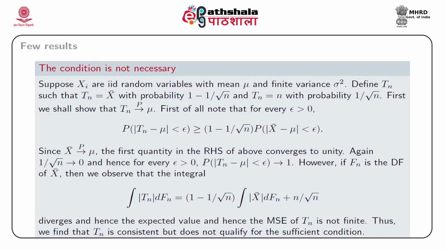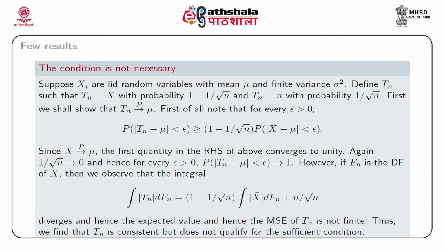So first of all, we note that for every epsilon greater than 0, the probability that the distance between Tn and mu is less than epsilon is always greater than the probability that the distance between X bar and mu is less than epsilon, the whole thing multiplied by 1 minus 1 by square root of n. So for IID random variables, it follows from the weak law of large numbers that X bar converges in probability to mu. Therefore, the second quantity on the right hand side converges to unity. Again, 1 by square root of n tends to 0, and hence for every epsilon greater than 0, we find that the probability of the event that the distance between Tn and mu is less than epsilon tends to 1. So Tn is consistent for mu.